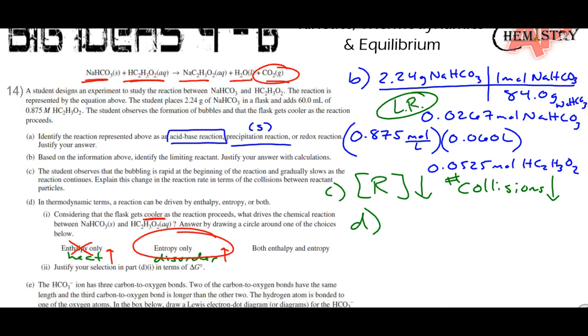Justify your selection in part D(I) in terms of change in G. Well, when you talk about change in G and then you throw out the words enthalpy and entropy, you have to be thinking about this equation.